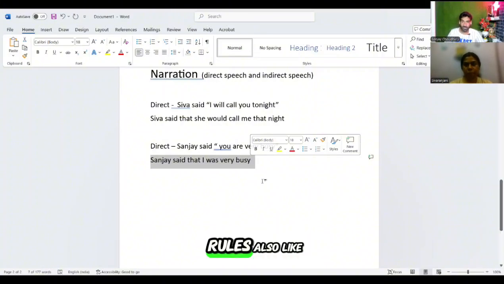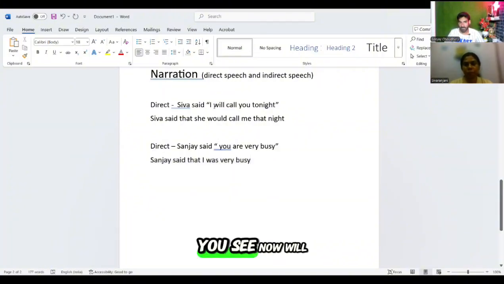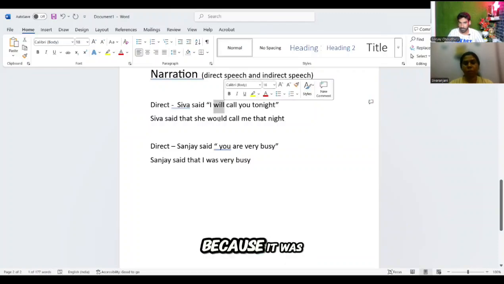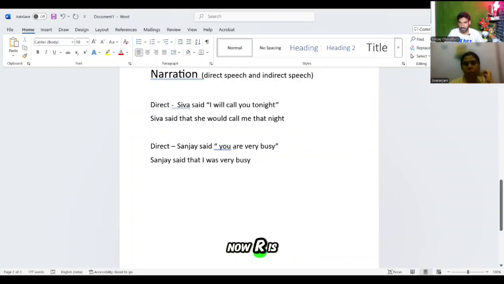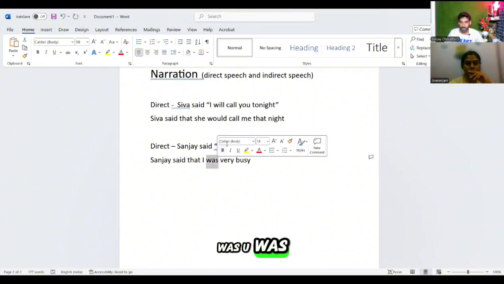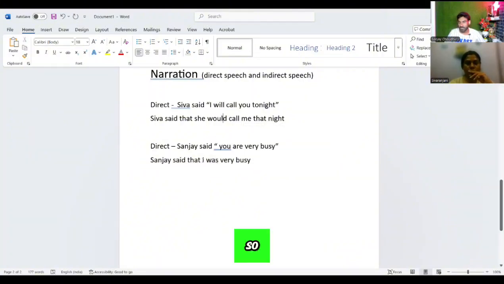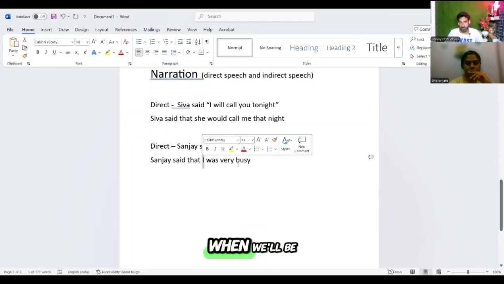There are some rules also. When you are in the past, "now" changes to "then" and "will" changes to "would," because it was in the past. "Are" changes to "was," and "you" is converted to "I." This is the part of grammar to use when we are doing this. This should work with questions as well.